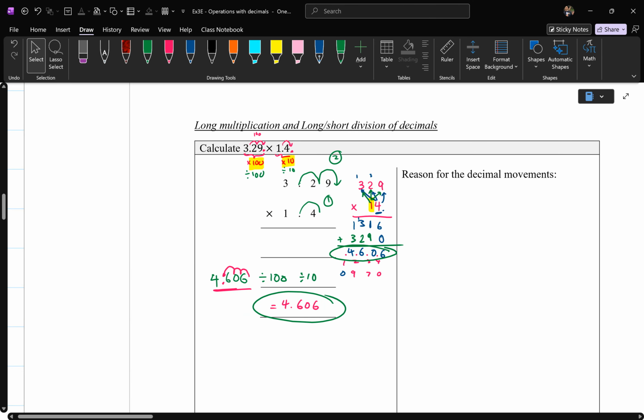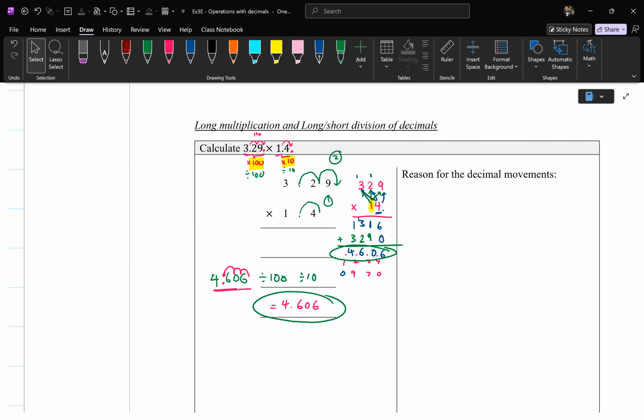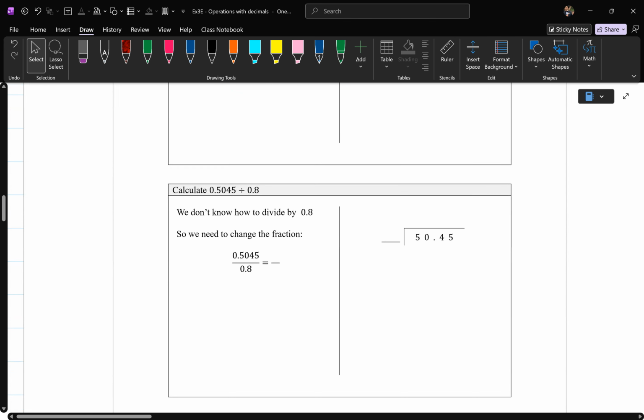And then we'll do one last example in division, and I'll show you why is it that multiplication you move the decimals, and then when it comes to division, you don't move the decimals. You'll see why in the fraction form. Here we go. Last example for today.